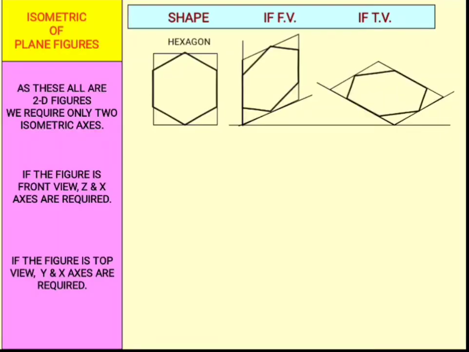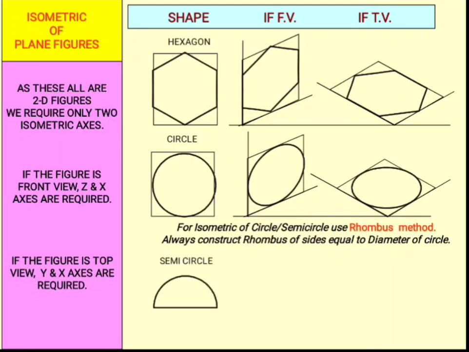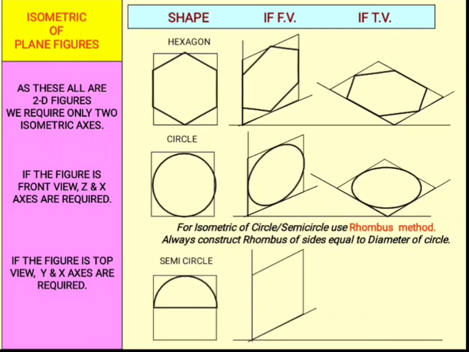In all these cases, what we have to do is enclose the given figure in a rectangle and draw the isometric view of the rectangle first and identify the corresponding points in the isometric view. One thing you have to remember is that for drawing the isometric of a circle or semicircle, use the rhombus method or 4-point method, and always construct a rhombus with sides equal to the diameter of the circle.